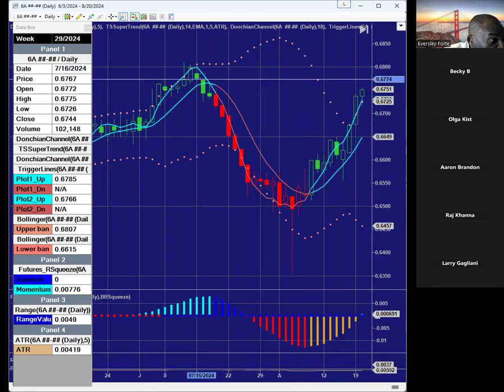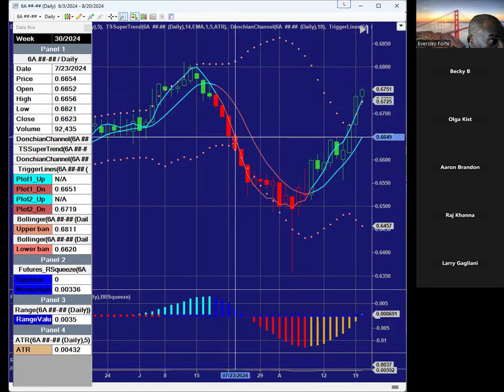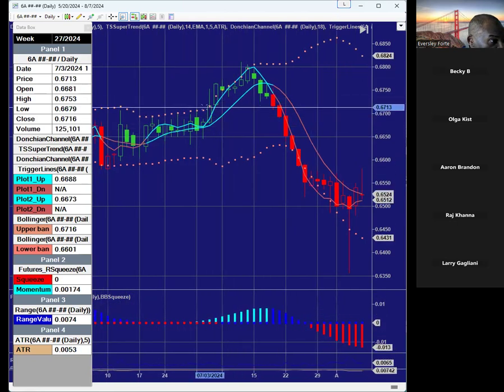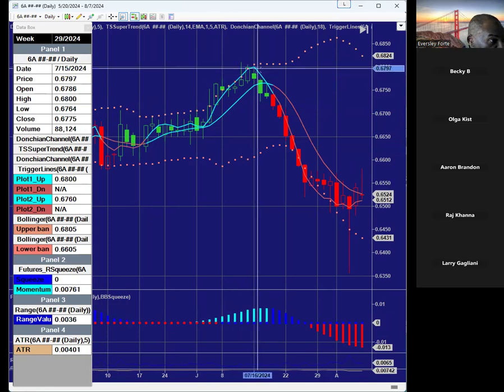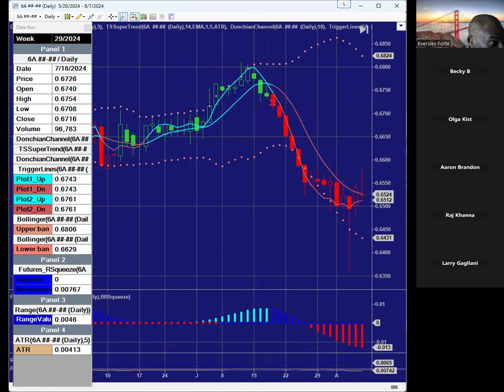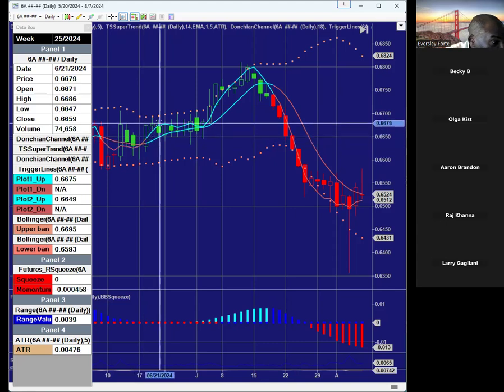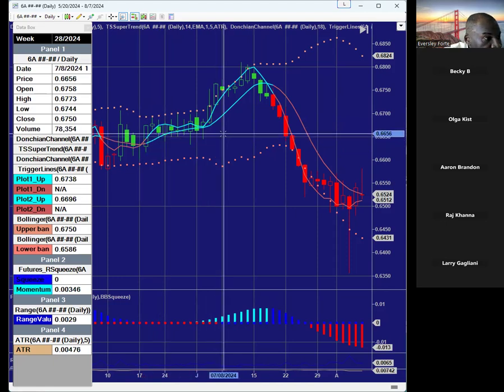So the moving average of the linear regression line crosses above and below the linear regression line. In this case, I believe this is an 8-period moving average of the linear regression line. The 8-period moving average crosses below the linear regression line, or crosses above the linear regression line. That's what the trigger lines are. Okay.